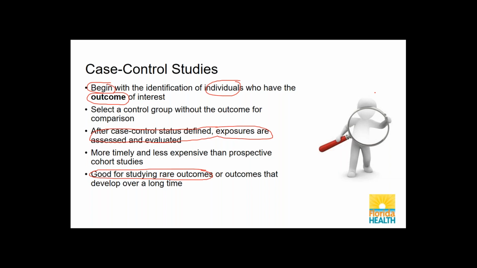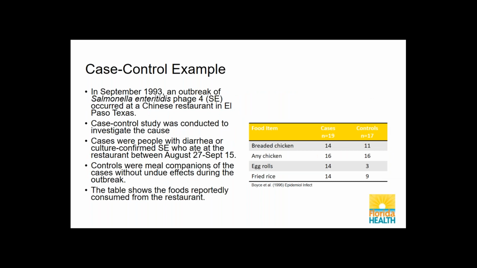So this is a case control example. So in September of 1993, an outbreak of Salmonella enteritis phage 4 occurred at a Chinese restaurant in El Paso, Texas.